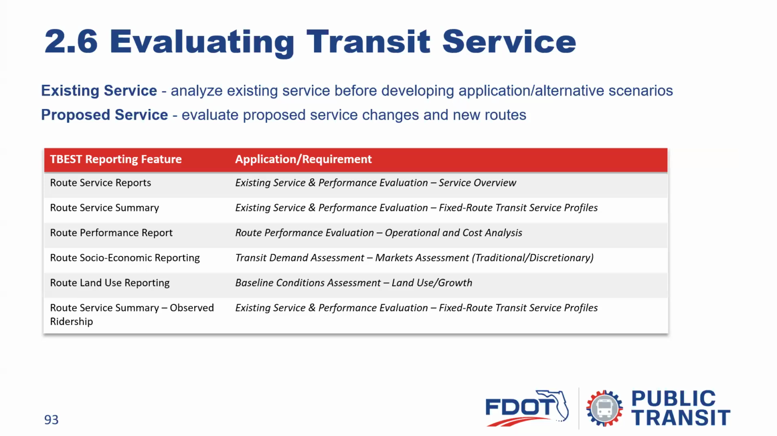Route service reports and service summaries are fixed route transit service profiles, very handy if you're doing operations analysis at the route level and want to detail all of the attributes of a route. The route performance report is for operational and cost analysis. Route socioeconomic reporting is for transit demand or market assessment. Route land use reporting is for baseline conditions assessment. And the route service summary for observed ridership gives you existing service and performance evaluation, using the APC stop level ridership data contained in our Gatorville transit system today.